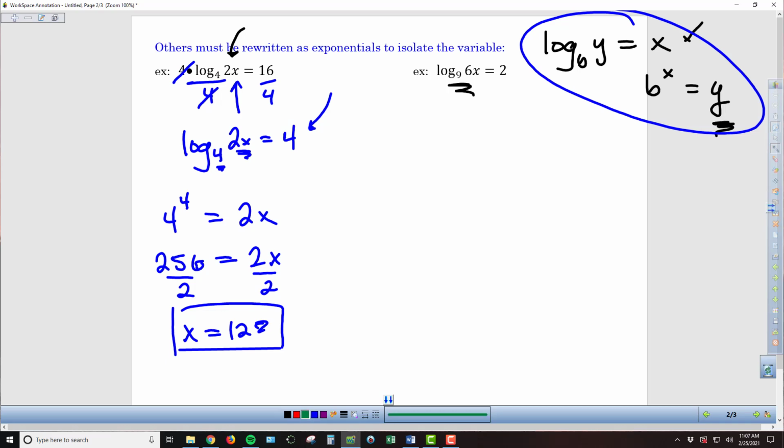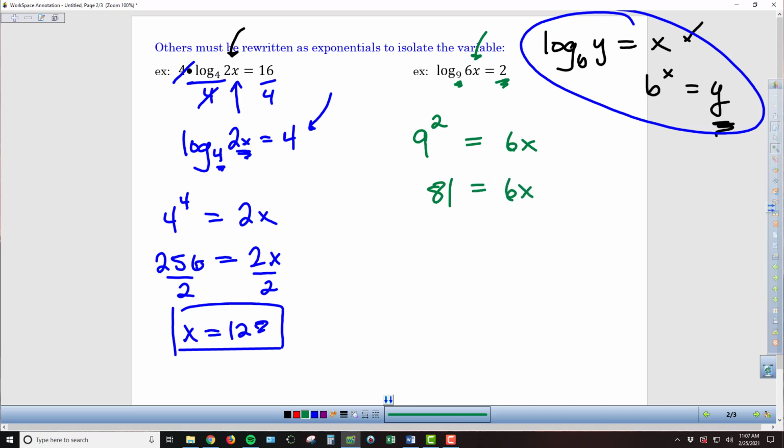In the second example, we don't have to do any work to isolate the logarithm, so we can just right away move to rewriting it. So the base of my logarithm becomes the base of my exponential. What the logarithm equals is an exponent, so that's going to go over here as the exponent on the 9, and then we're going to set that equal to the input into the logarithm, which is 6x. So now we're in the same place as we were on the previous question. We've got 9 to the second is 81 equals 6x.